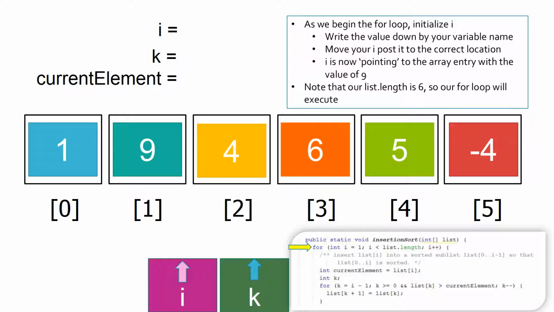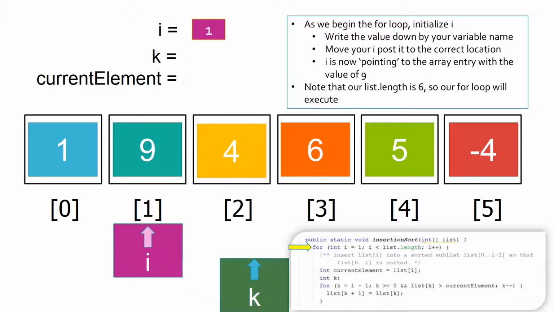As we begin the loop, initialize i. Write the value down by your variable name. Move your i post-it note to the correct location. i is now pointing to the array entry with the value of 9 in an index position of 1. Note that the length of our list is 6, so in our code, our for loop will execute.